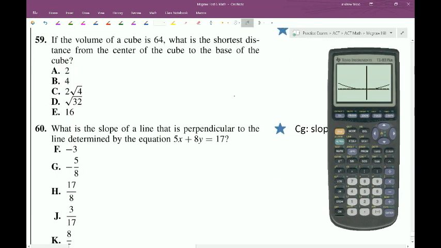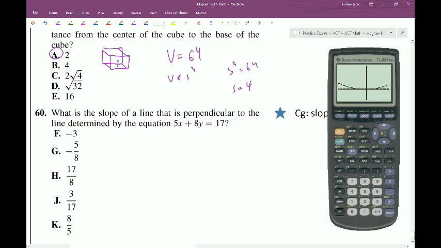If the volume of a cube is 64, that means the volume is side cubed. So if side cubed is 64, then the side length would equal 4. Alright, they want to know what is the shortest distance from the base to the center. So to me, that's going to be half of the vertical. So that's going to be half of a side length, which would be 2.